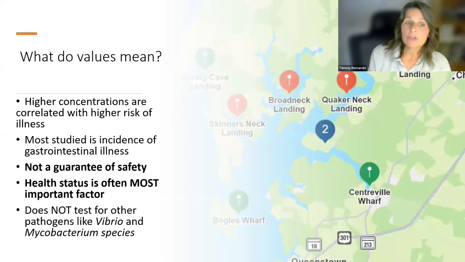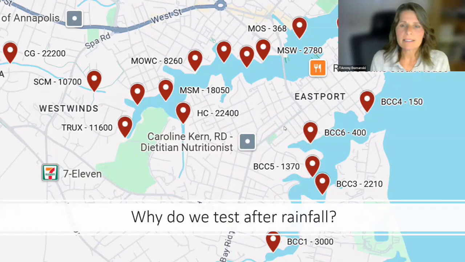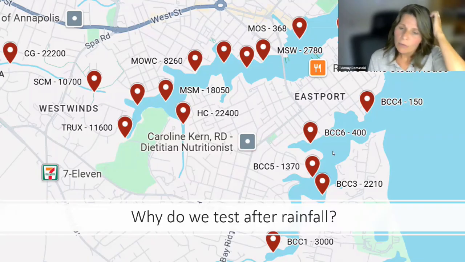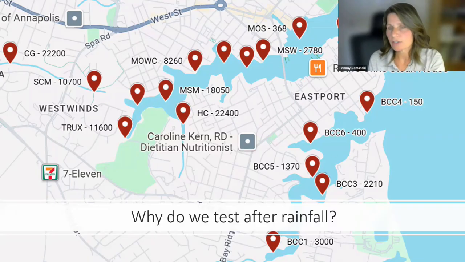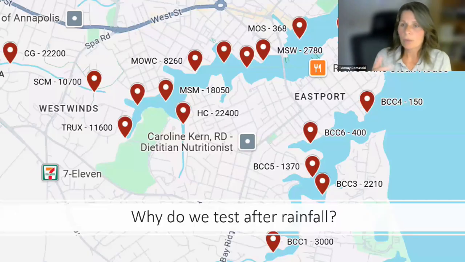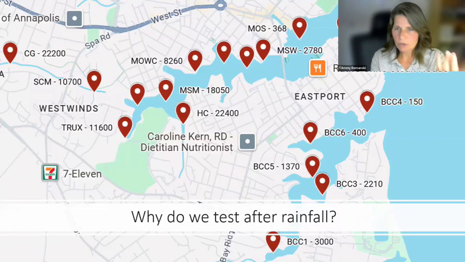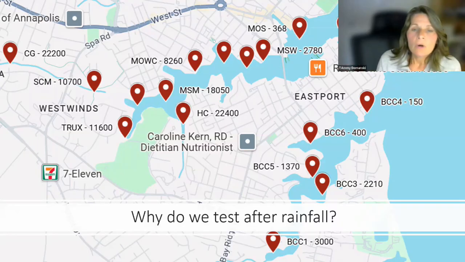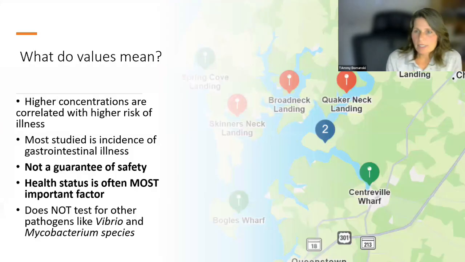And then it also brings up the question, well, what does it mean, right? If we look a little bit at the counts, we have counts all the way up over 20,000. That water is seriously, seriously contaminated. Even Eastport Yacht Club at 298 is almost 3 times the level. What is the risk at those two comparable sites? Well, what we know is that the higher the concentration, the higher the correlation, the higher the risk of illness.